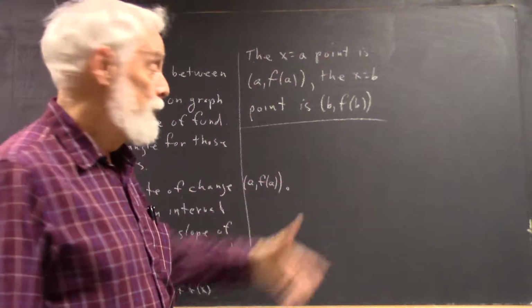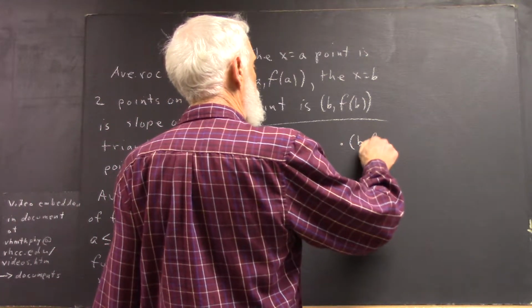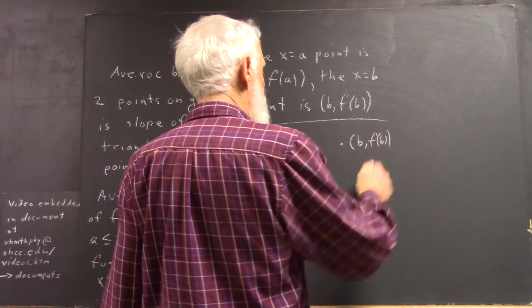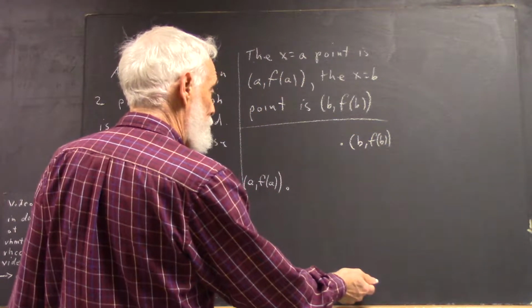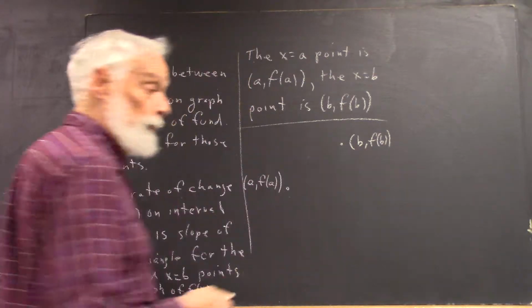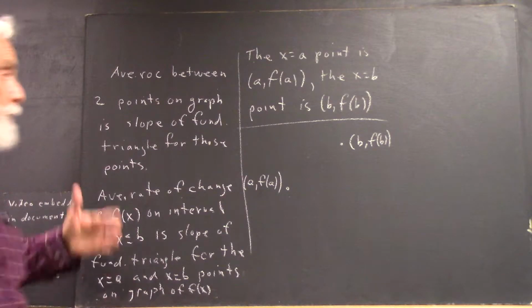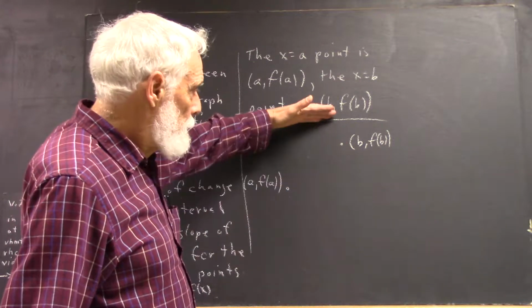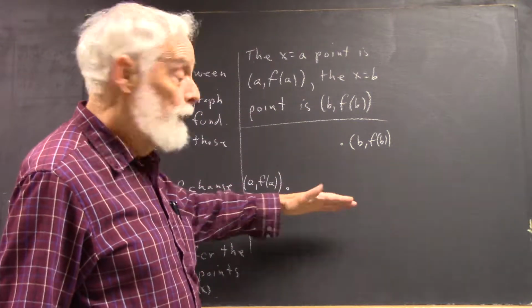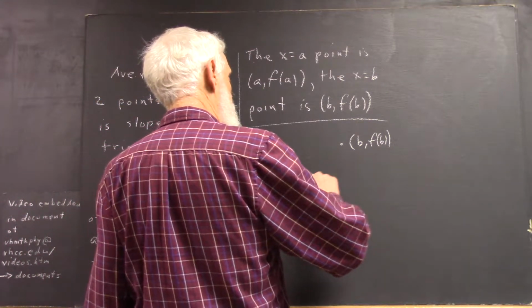So I don't know which, so I'm just going to draw it the way I usually draw it, but it might be that the point b, f of b is lower than a, f of a. It might even be straight across from a, f of a, in which case you'd have zero slope, okay? But the general case is it's either going to be above or below, even though it could be straight across. Okay, so now what do we have?